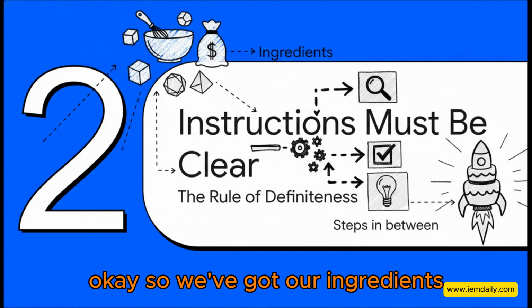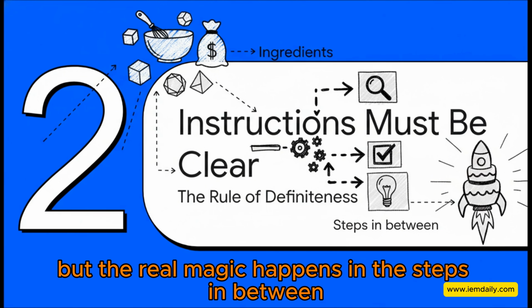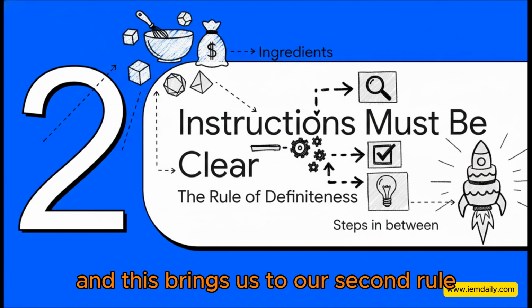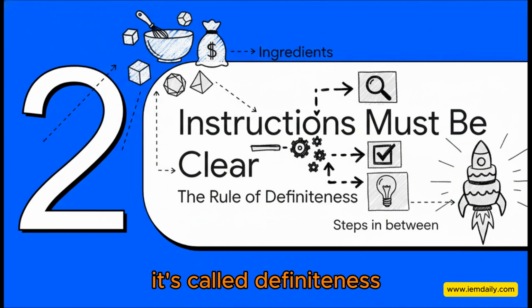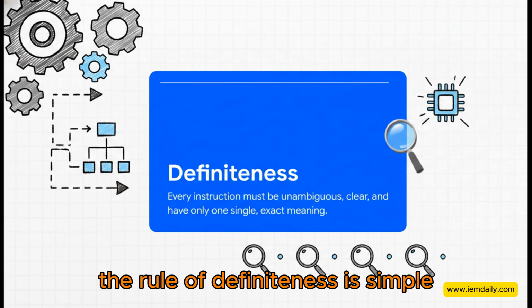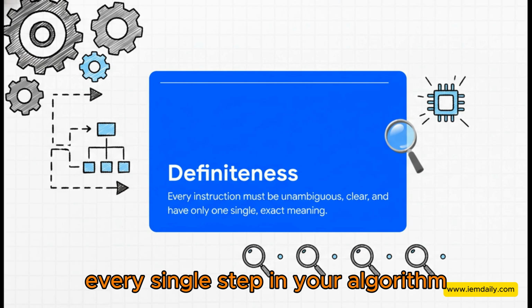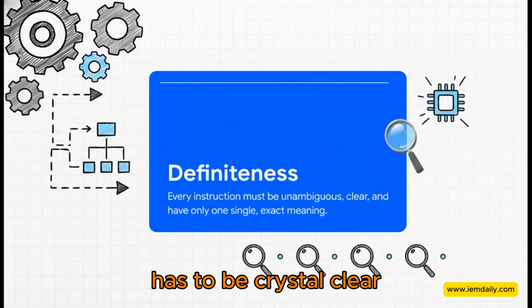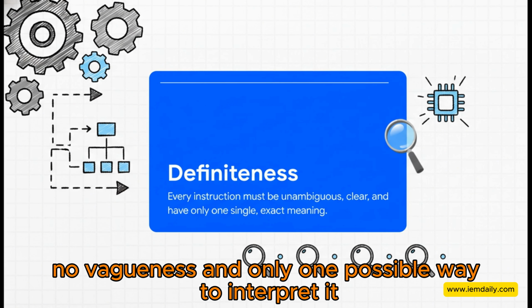Okay, so we've got our ingredients, and we know what final dish we need to produce. But the real magic happens in the steps in between. And this brings us to our second rule, which is all about being clear. It's called definiteness. The rule of definiteness is simple, but it's really strict. Every single step in your algorithm has to be crystal clear. There can be 0 room for confusion, no vagueness, and only 1 possible way to interpret it.